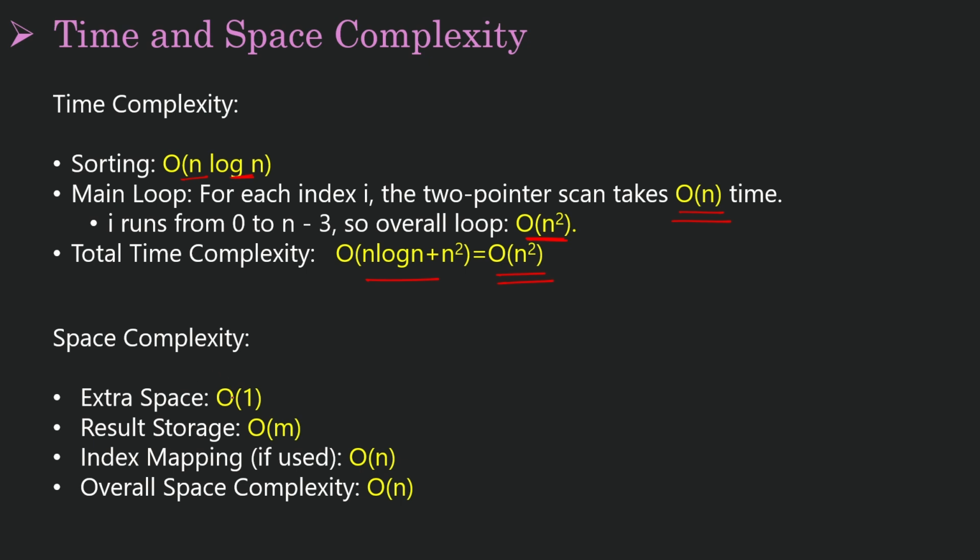Space complexity. We use big O of 1 extra space for pointers, plus big O of n for storing the result and the index mapping. So, excluding the output, it's big O of n.